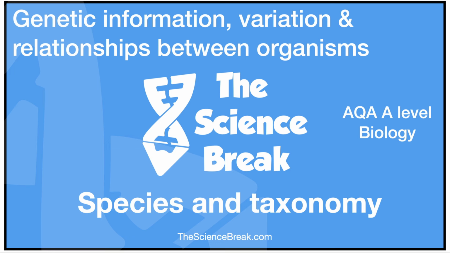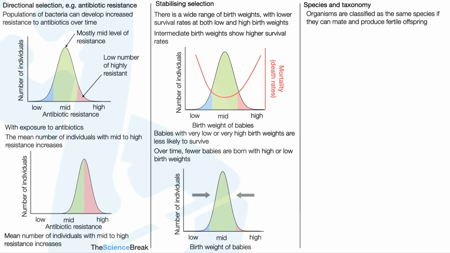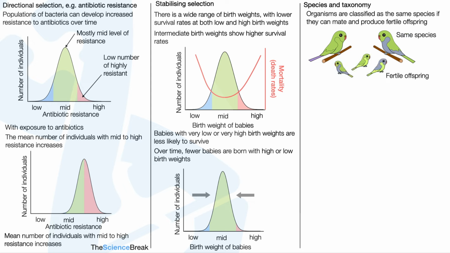Next, we take a look at species and taxonomy. Organisms are classified as the same species if they can mate and produce fertile offspring. Here are two individuals of the same species, and here are their offspring. These are fertile offspring. These can grow and produce their own offspring.